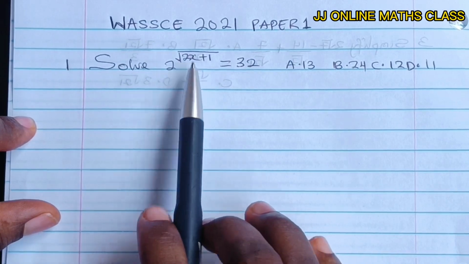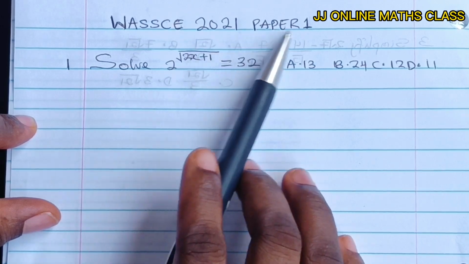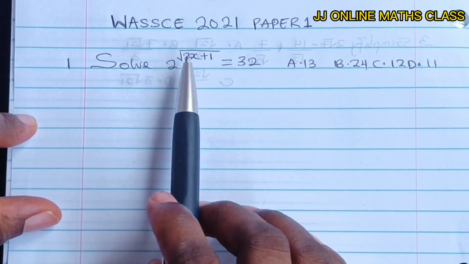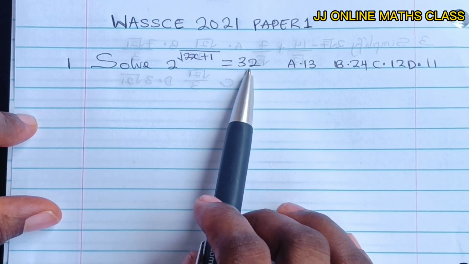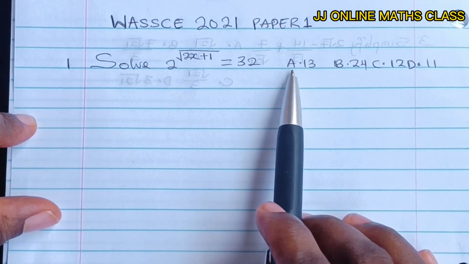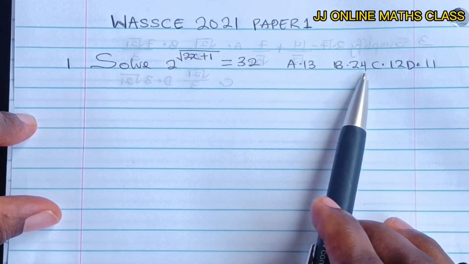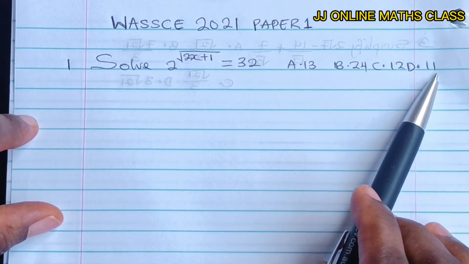Today, let's discuss 3 questions that I chose from past WAEC 2021 paper 1. The first one says, solve 2 raised to the power of square root of 2x plus 1 equals 32. The options are A, 13, B, 24, C, 12, and D, 11.